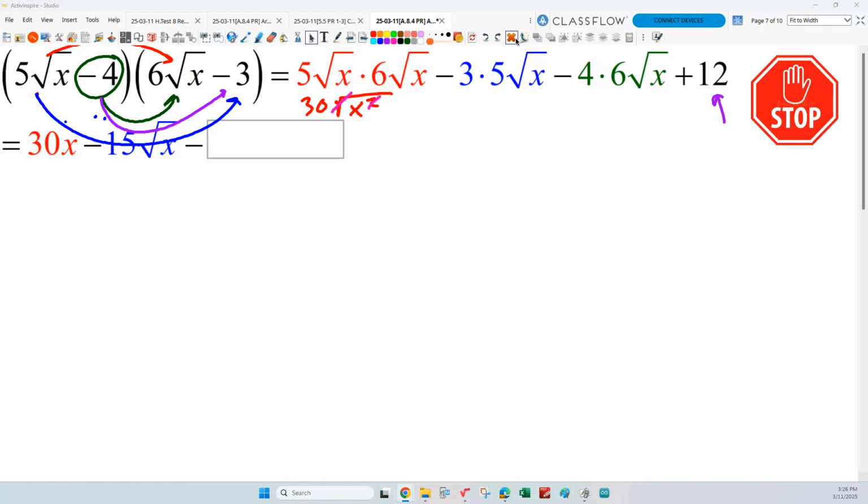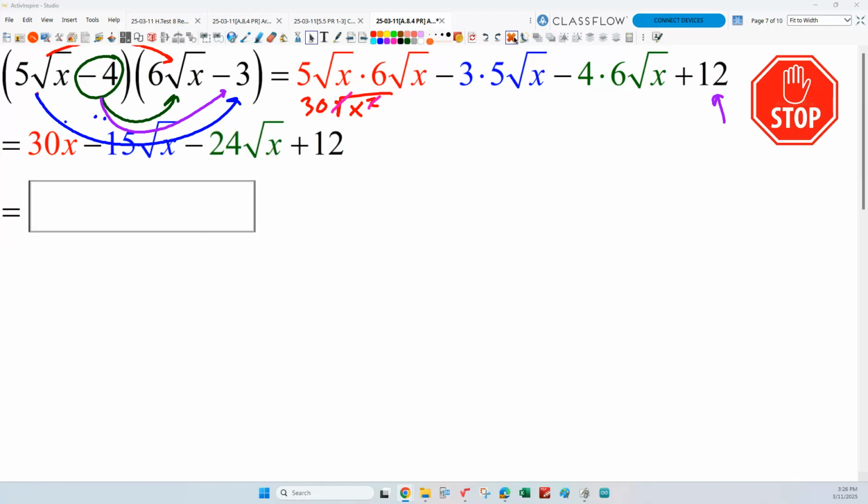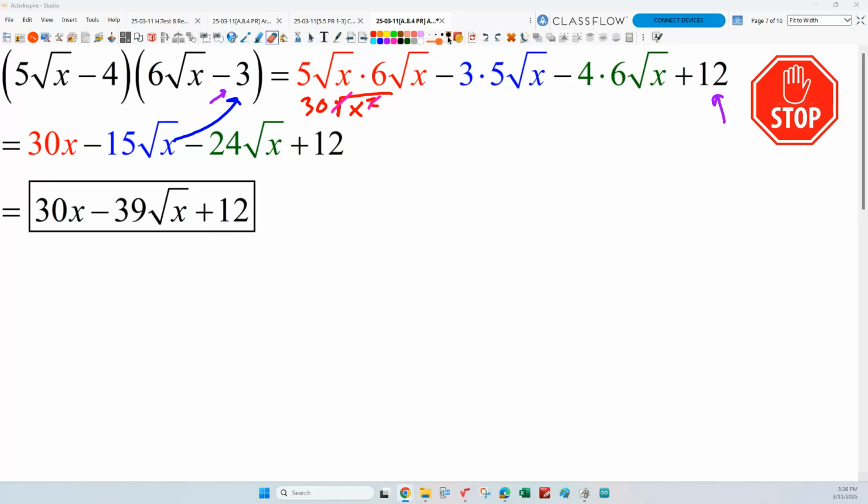Green term, what's that going to be? Yeah, minus outside, if I multiply the outside numbers together, I get a minus 24. Got an x inside, and then I have my plus 12. And then finally, I could just combine like terms, couldn't I? A negative 15 times the square root of x and a negative 24 times the square root of x would add to negative 39 times the square root of x, right? And there it is. I'm going to get rid of all this stuff for the notes. Okay, make sense? We all good? Go to work.